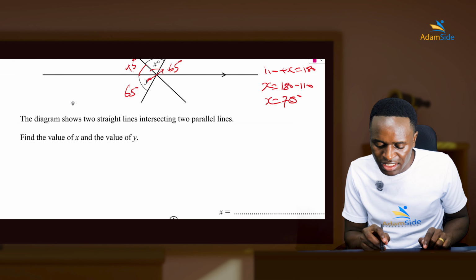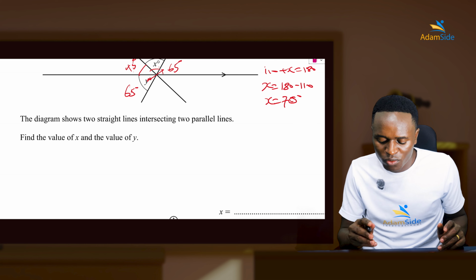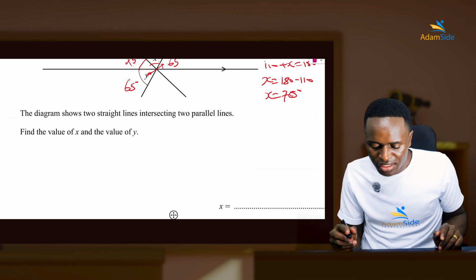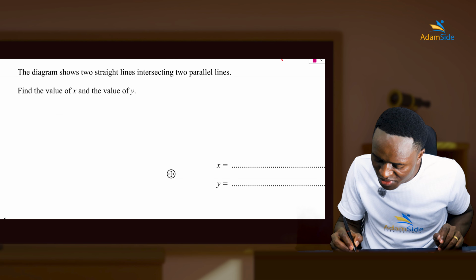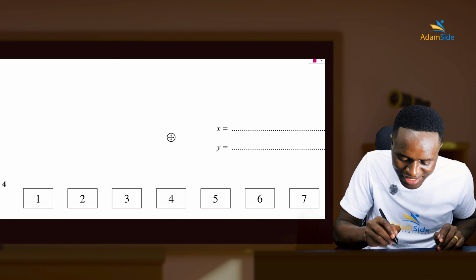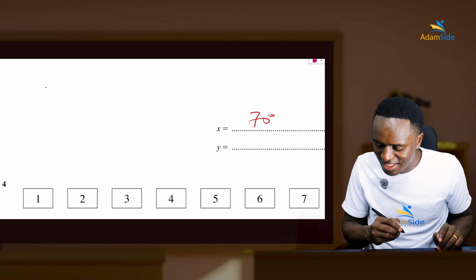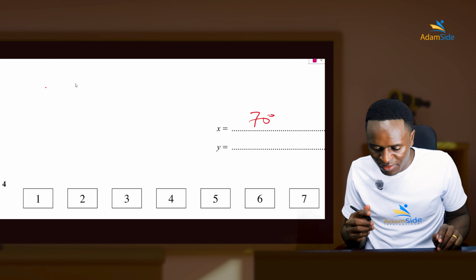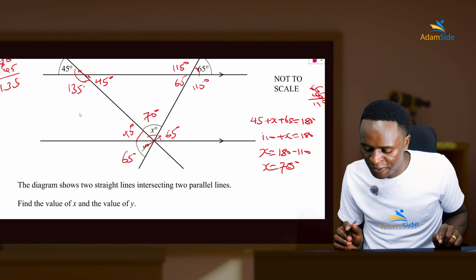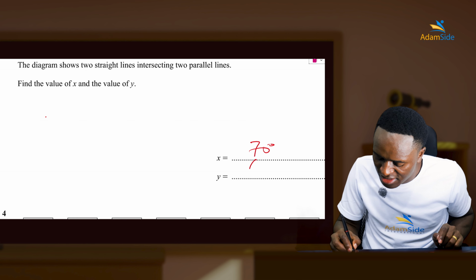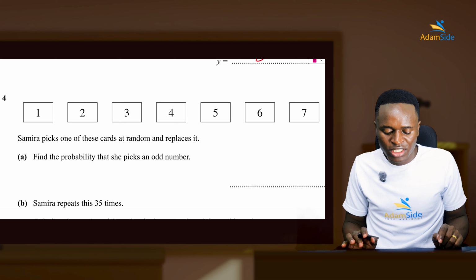The diagram shows two straight lines intersecting two parallel lines. Find the value of X and the value of Y. Wow, that's fine. We have gotten it. What's the value of X? The value of X is equal to 70 degrees. We answer like that. Then the value of Y is equal to 65. Correct. And you show the steps above and you get your answer.